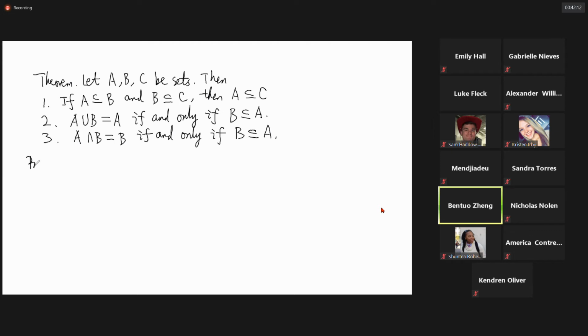So let's look at how to prove 2. We'll prove this if and only if statement. To prove an if and only if statement, you have to prove two directions. You first assume the first condition, you show the second statement. Then you assume the second statement, you show the first statement. So this direction means suppose A union B is equal to A, and we show B is a subset of A.